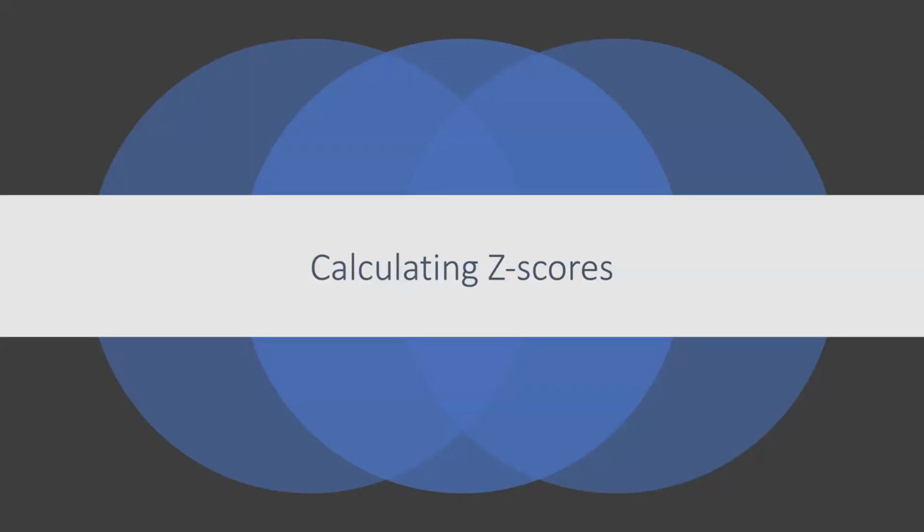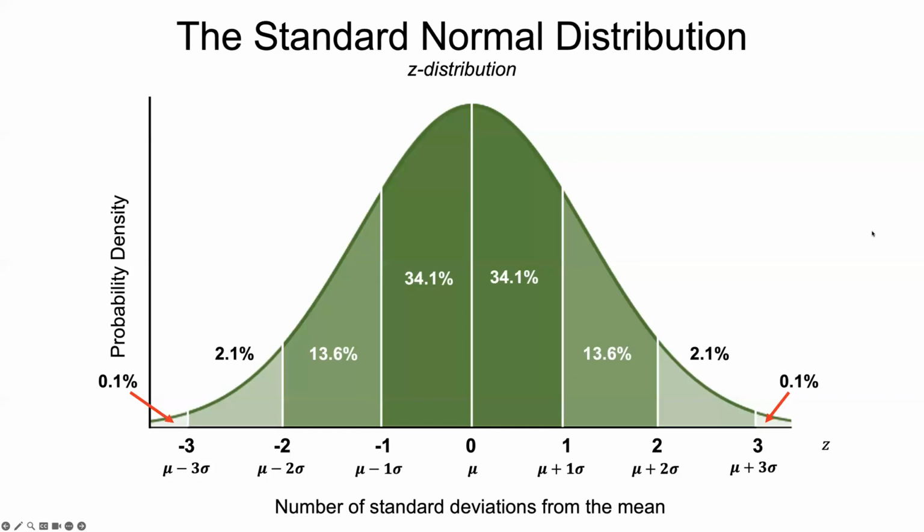This is a short video on calculating z-scores. If you need a refresher on normal distributions, you should go to the previous video. Just as a reminder, we're talking about calculating the number of standard deviations from the mean that a score is. If you're interested in a specific score and you want to know what percentage of the population falls below or above that score, you need to calculate a z-score to do that.